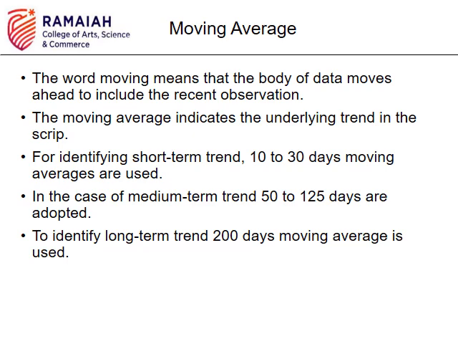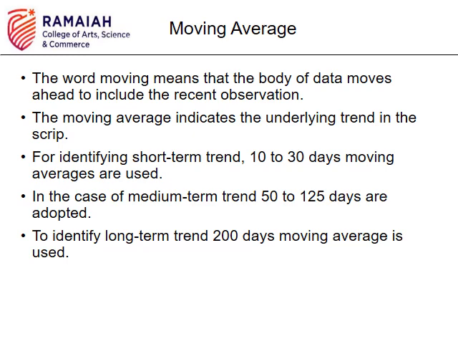This is moving average for the first 30 days. Initially they started from day 0. Now they'll start from day 1, day 1 to day 31. Next, it will be day 2 to day 32. So this is how moving average works.